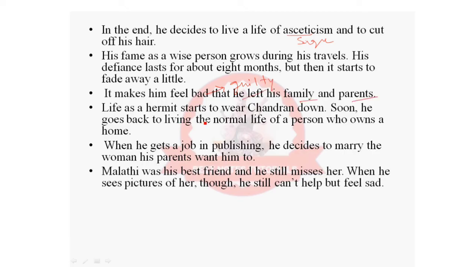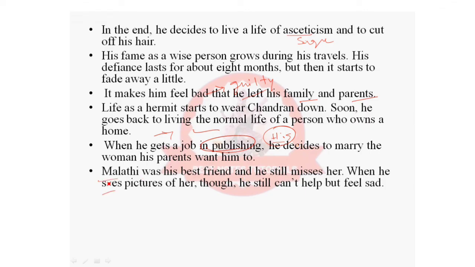Life as a hermit starts to wear Chandran down. Soon he goes back to living the normal life of a person who owns a home. When he comes back home, he comes to a publishing house, and he gets a job. He decides to marry the woman his parents want him to. Now his parents find a new girl for him, and he finally marries her.